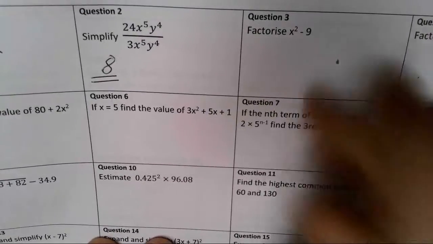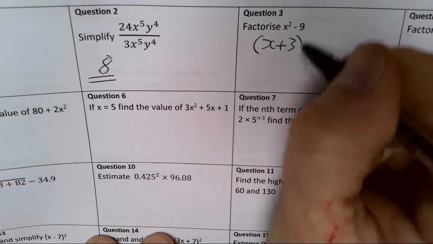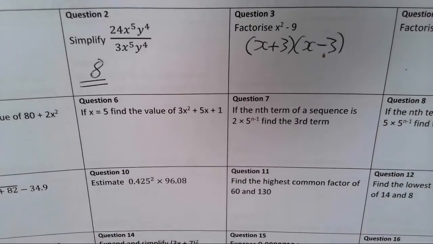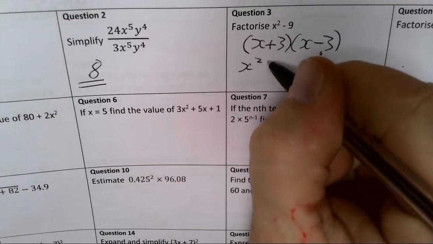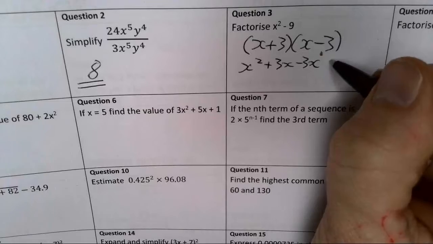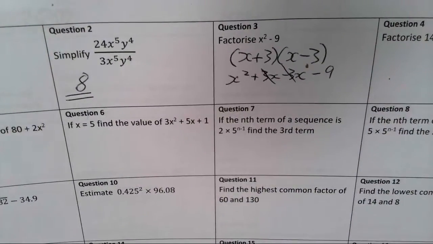Question 3. This is the difference of two squares. I've got x plus 3, x minus 3. When I expand those out, if I expanded this bracket out, I get x squared plus 3x minus 3x minus 9, and these would cancel out to give that. So that's why that works.